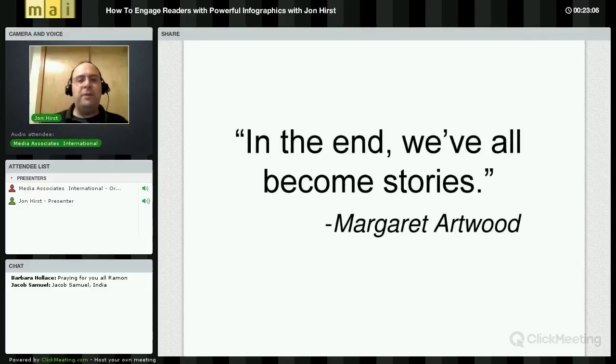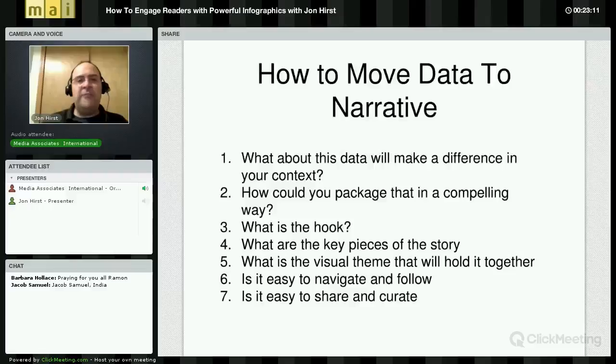In the end, we've all become stories. I love that quote. And one of the realities is we have to move from data to narrative in our infographic work. Essentially, you start with this information, this data, the statistics or these key points or these characteristics or this sequence of information, and you want to make it into a story, even in that infographic. And so all the work you would do to outline a book or outline an article, well, it's really a similar process when outlining an infographic.